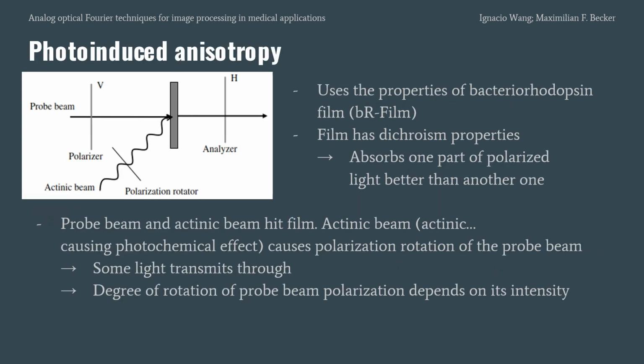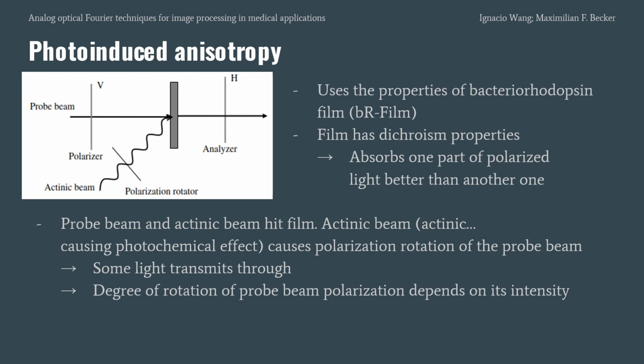So the next one we want to talk about is photo-induced anisotropy. Anisotropy in this case means the structural property of non-uniformity in different directions in three-dimensional space. The basic principle in this case is intensity-dependent polarization rotation in combination with a rotatable polarizing analyzer that will selectively transmit the desired spatial frequency bands.